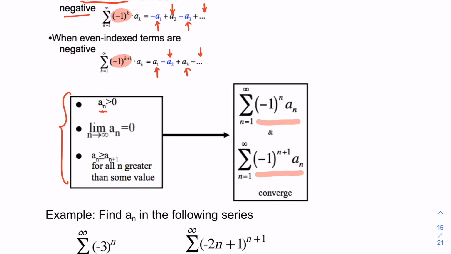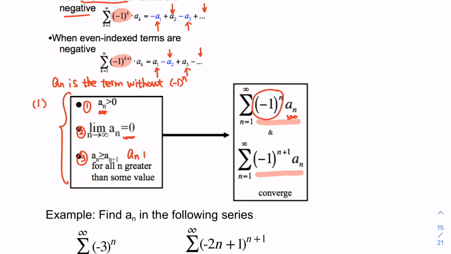If you look here, keep in mind, a_n is the term without (-1) to the nth power. We neglect (-1)^n, and whatever is left, we call a_n. If a_n is positive, and the limit as n goes to infinity of a_n equals 0, and also a_n is decreasing, that means a_n is greater than or equal to a_(n+1). If all three conditions are satisfied, we call the alternating series convergent.